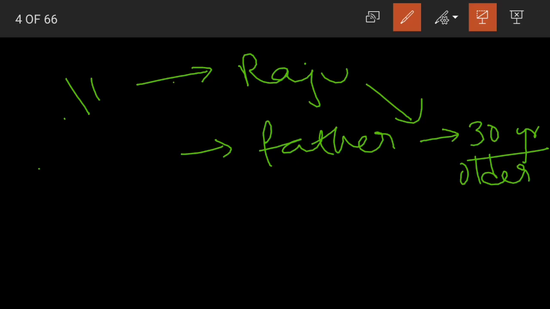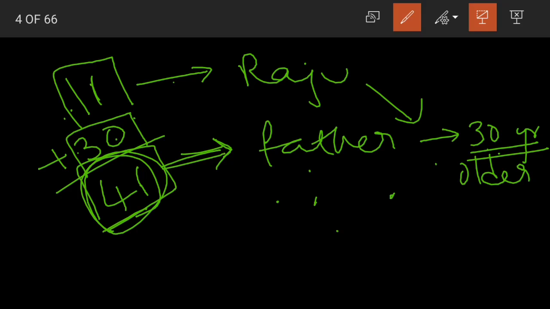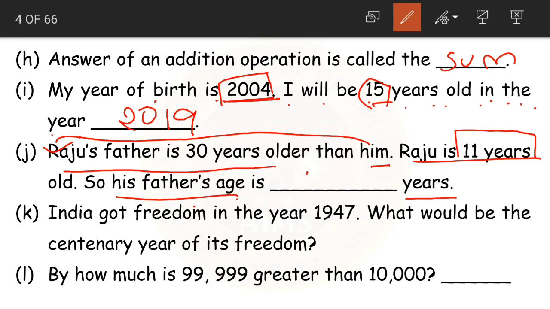So how do we find out his father's age? Yes, we add 30 to Raju's age. 1 plus 0 becomes 1 and 1 plus 3 becomes 4. So this 41 is what? 41 is Raju's father's age. Clear, children? As Raju's father is 30 years older than him, we are adding 30 to Raju's age. We got 41. This is Raju's father's age. Let us write the answer here. He is 41 years old. 30 plus 11 becomes 41.